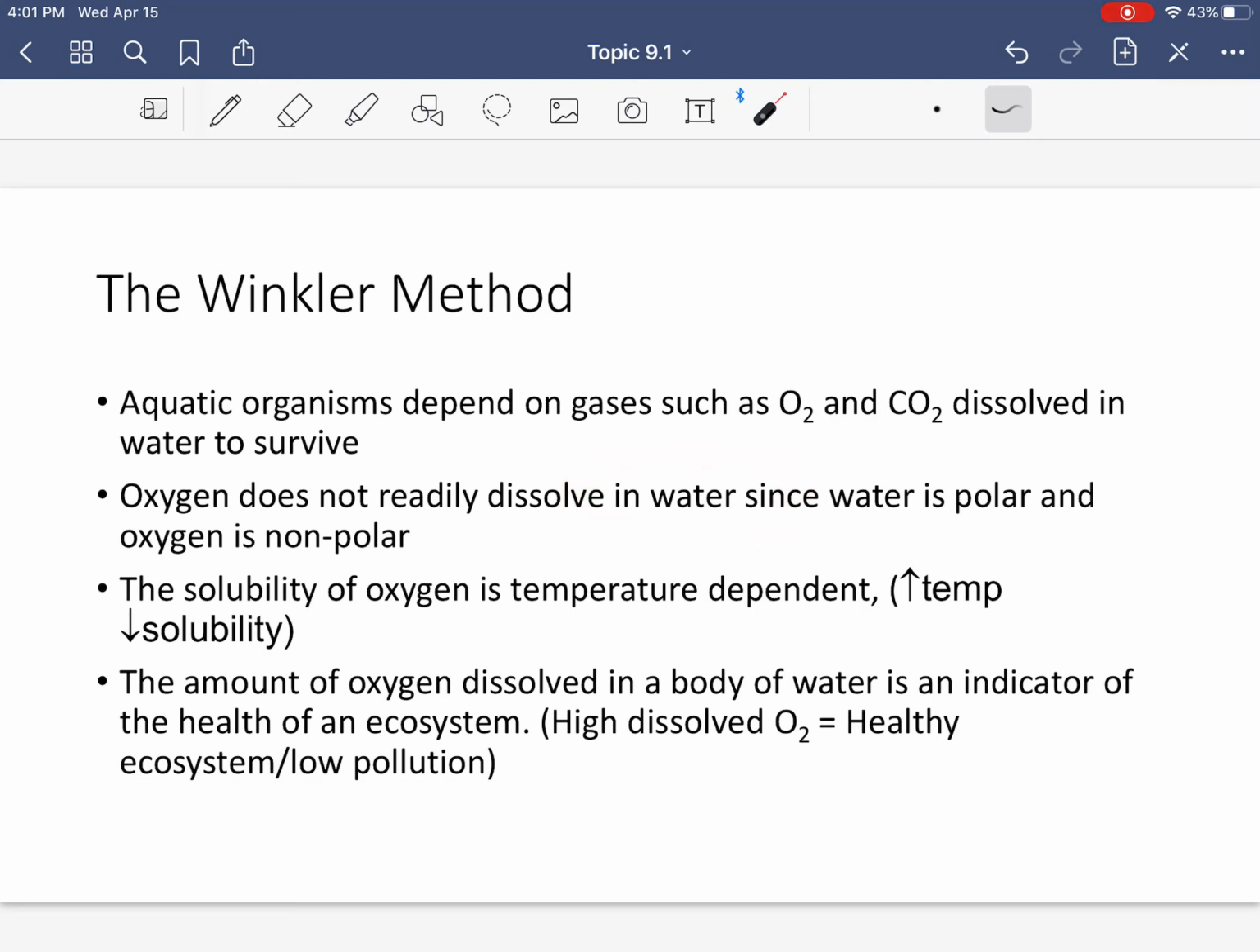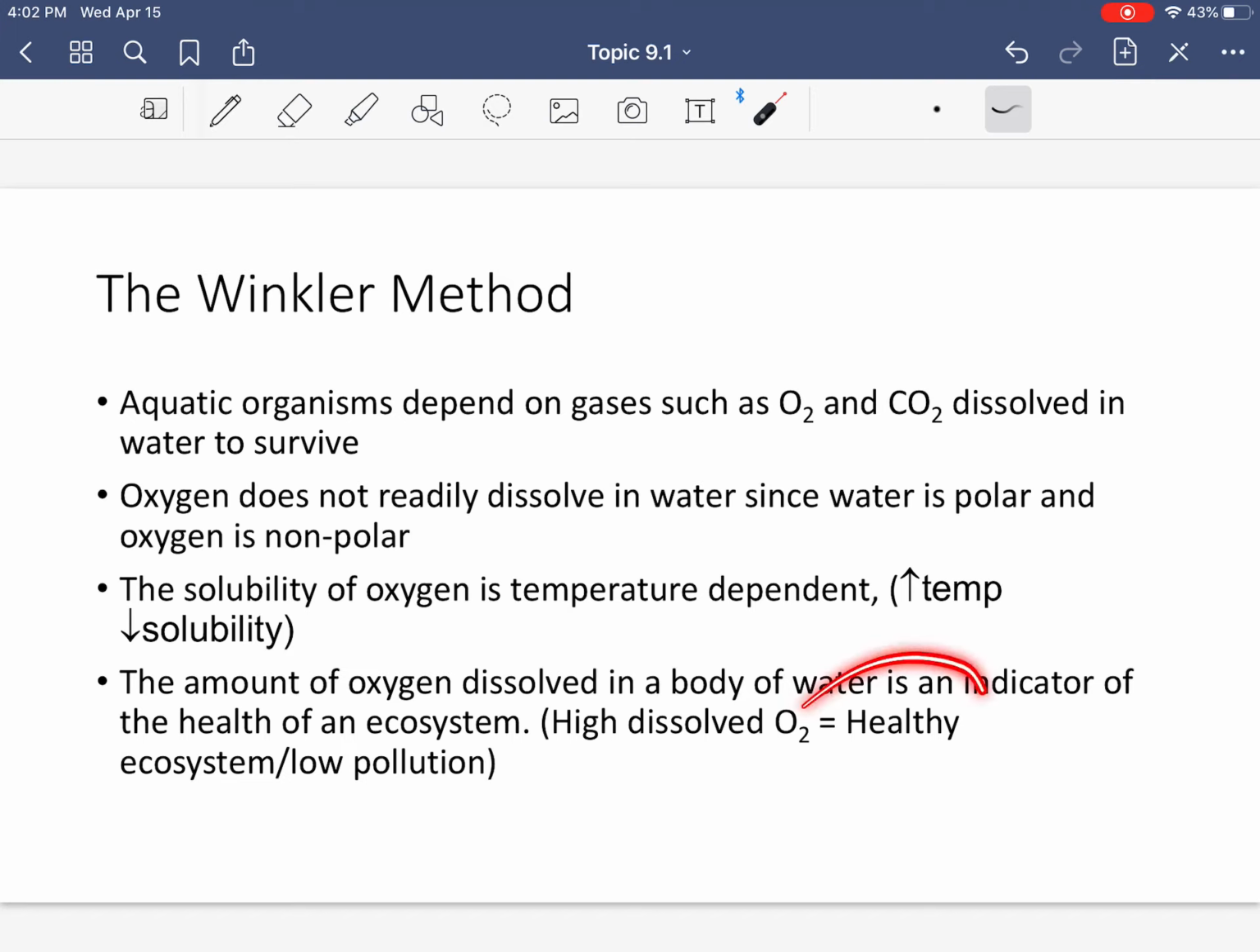Water is polar. Polar and nonpolar doesn't really come together that easily. So trying to put oxygen in water is a complicated task, but it can be done. One way to make it easier is by playing around with temperature. Basically, the higher the temperature, the lower the solubility. What that means is that if your water is colder, you'll notice that there's more oxygen in there.